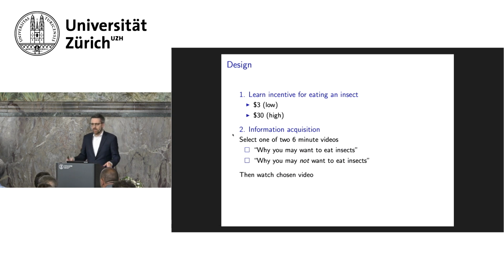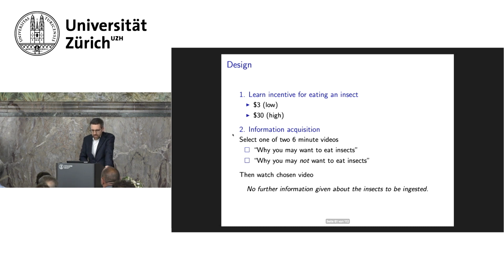Now I want to see whether, if I offer you more money, you go and deceive yourself into believing that these things are less bad than you thought. So I give you 2 videos, and you can select one, only one, and watch it. One is called Why You May Want to Eat Insects, the other is called Why You May Not Want to Eat Insects. Now, we would expect that if people try to deceive themselves with higher amounts of money, they would be more likely to want to see the positive video.